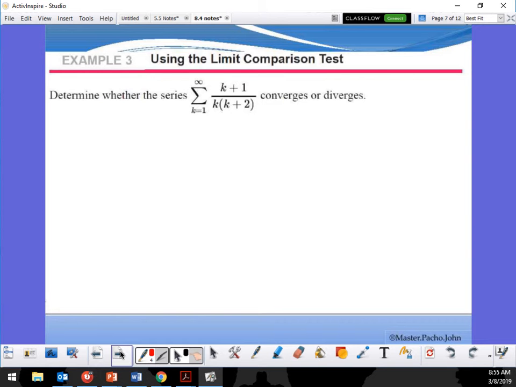Let's do it this time. So I'm going to take the limit. I think I'm going to change these x's to n's instead. All right, so we're going to do this.